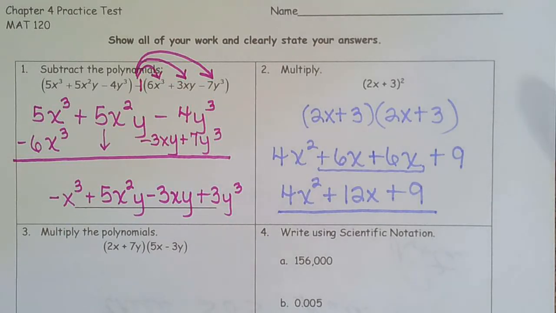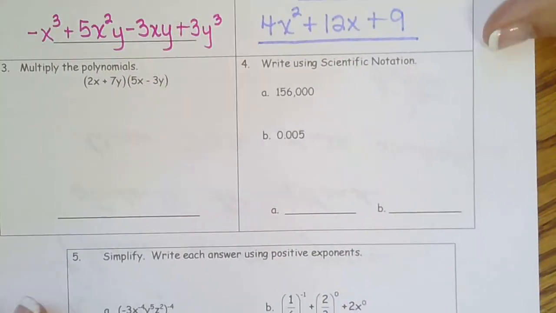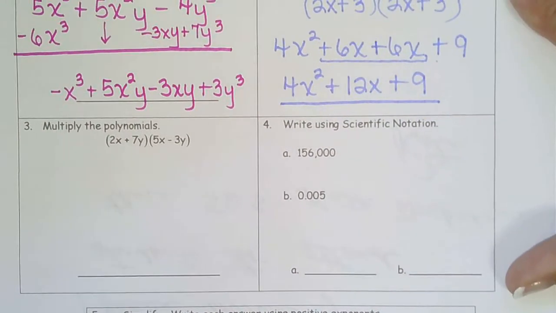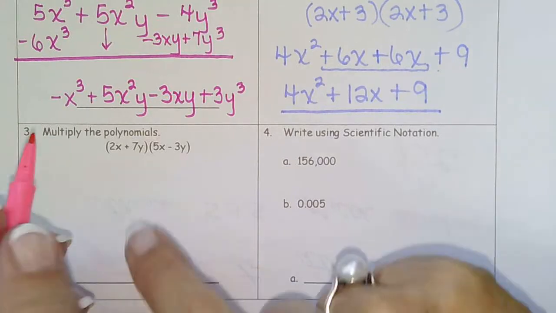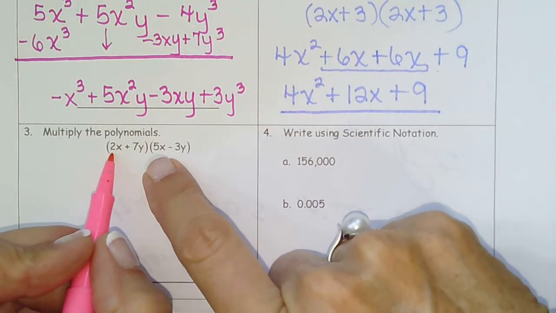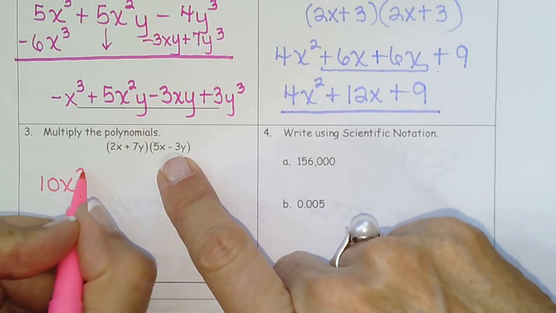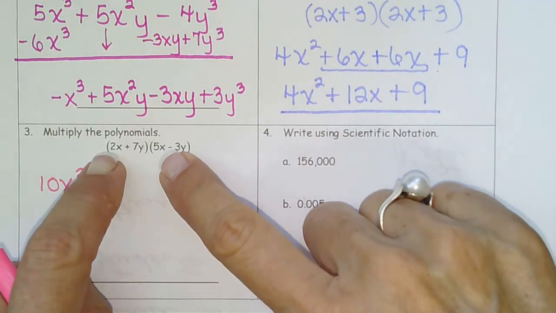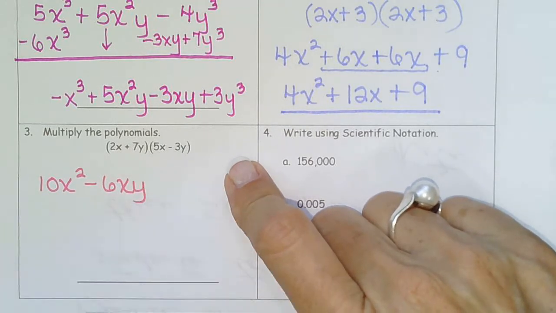Okay. So number 3 is just a straight on FOIL problem. You can see it's already 2 terms by 2 terms. We don't have to do any of the expanding or anything at the beginning. So beginning FOILing, we have positive 10x, and remember add exponents, 1 plus 1, 2. So positive 10x squared. Then we have negative 6xy for O of FOIL, outer.